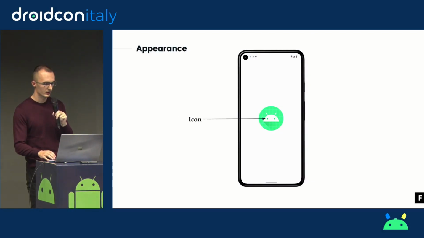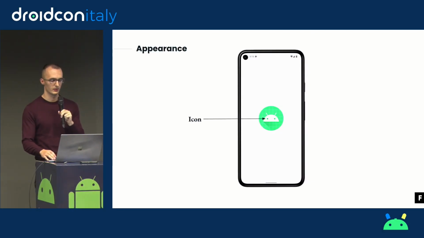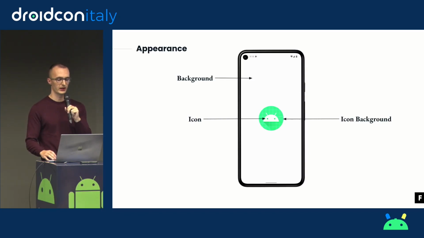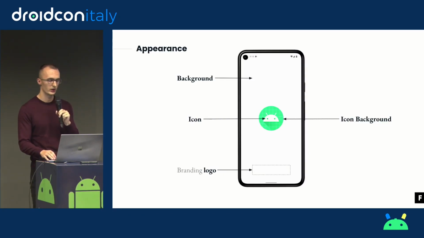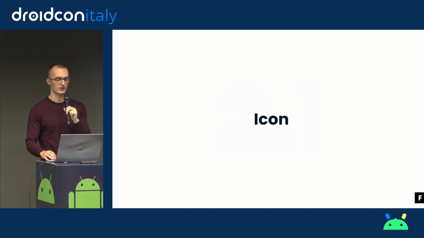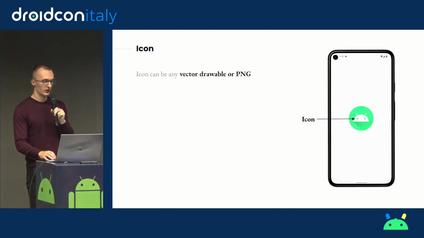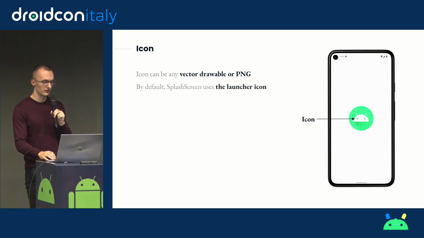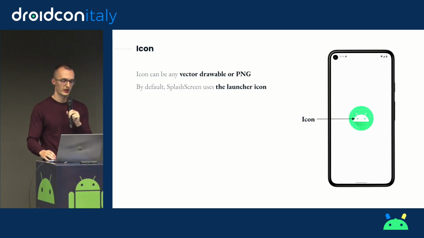When it comes to the appearance, we can customize a couple of things. We can customize the splash icon. We can customize the icon background. We can customize the splash screen background, and optionally, we can add a branding logo at the bottom of the splash screen. So let's start with the icon. Let's add a custom icon to our splash screen. The icon can be any vector drawable or PNG. By default, if you do not specify a custom icon, the splash screen will use the launcher icon.